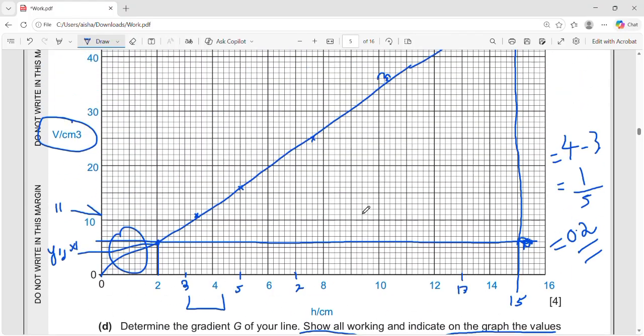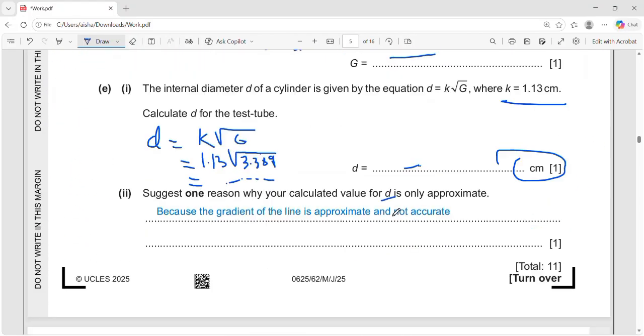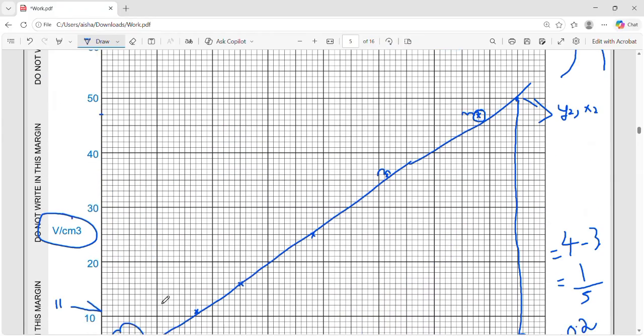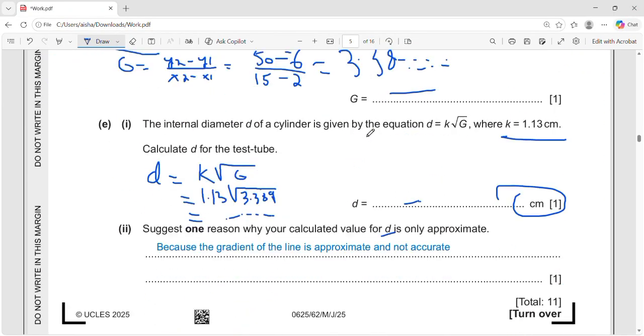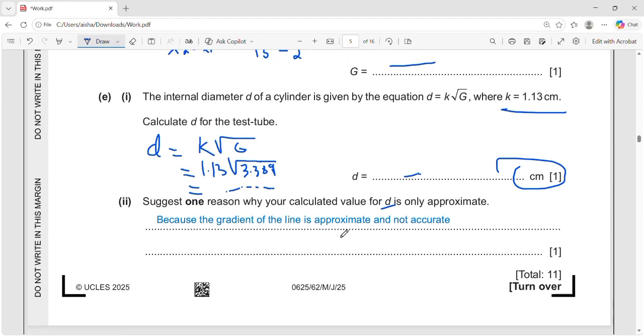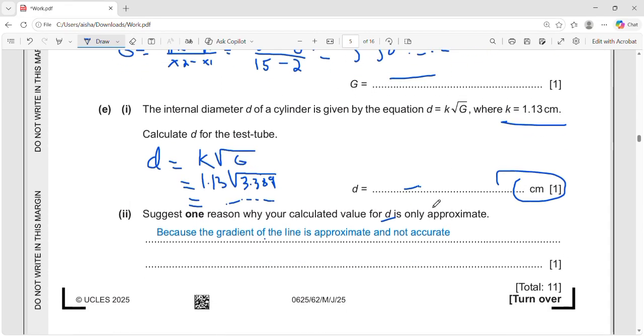And what is your graph? Is your graph completely accurate? Is it approximate? Yes, your graph is approximate because the gradient of the line or the graph is approximate and not accurate, so that's why.